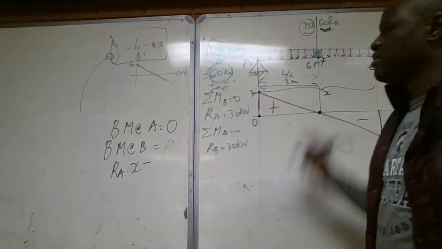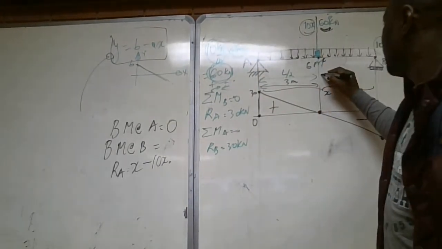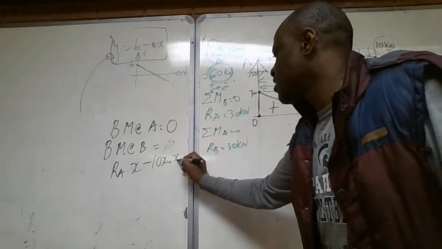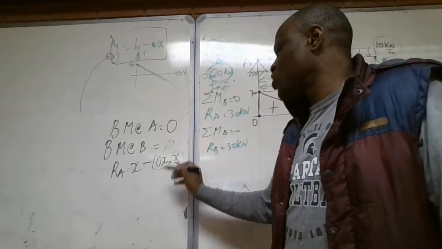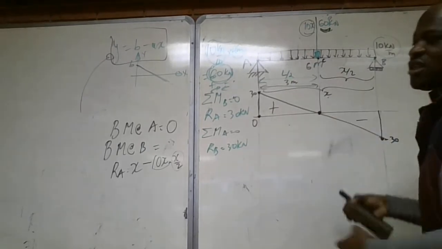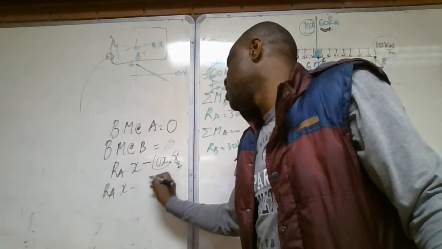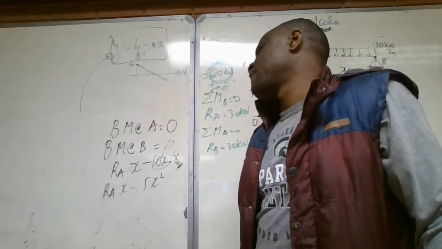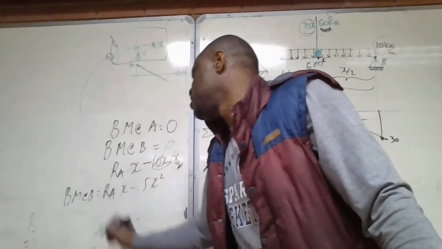Minus this one, because we're still on the beam, minus 10x as the force, and what is this? This is half of x, 10x times x over 2. This is the moment arm, this is the force, 10x, and minus because it's creating an anti-clockwise moment. And this equation will be RA times x minus 5x squared, a quadratic equation, as you can see, the bending moment at B.